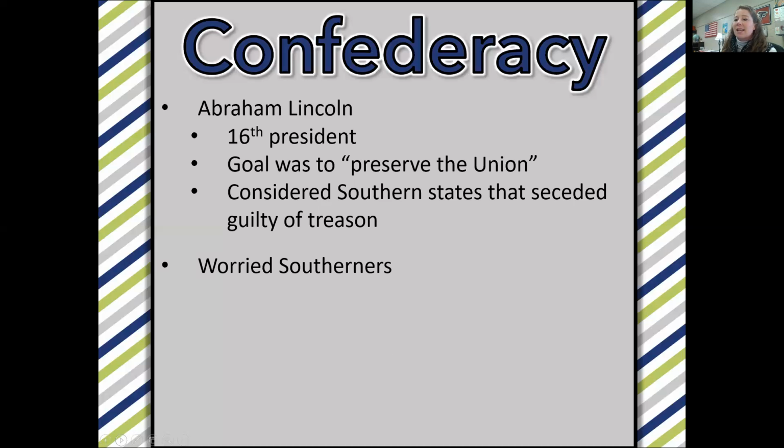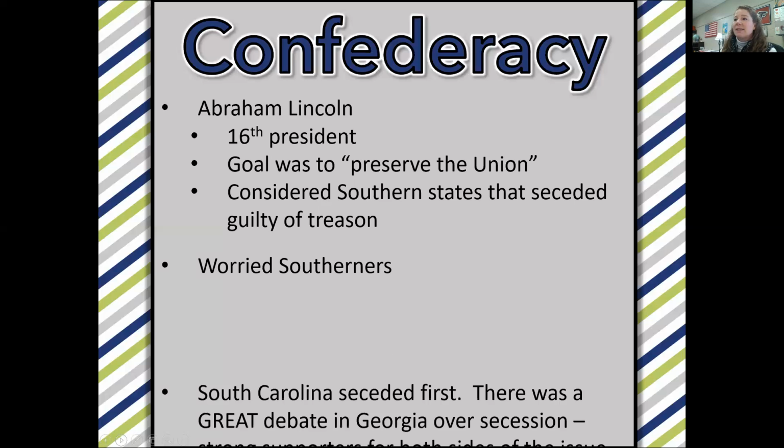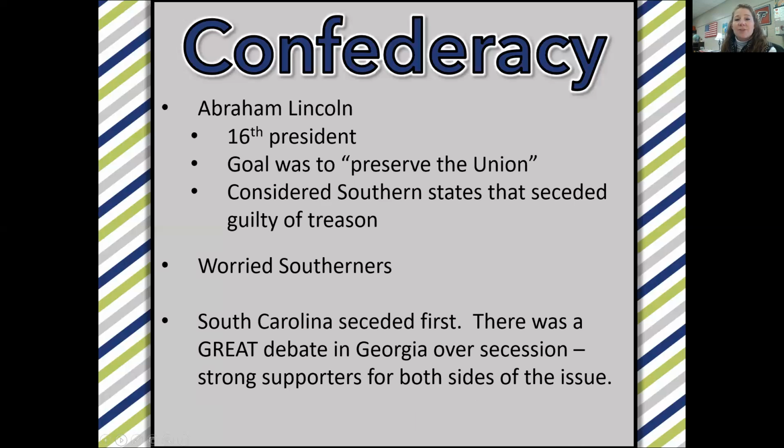So like I said, the southern states were worried. A month and a half after Abraham Lincoln became president, South Carolina seceded from the Union. They were the first ones to go. Now, Georgia didn't secede right away. Actually, there was a huge debate.